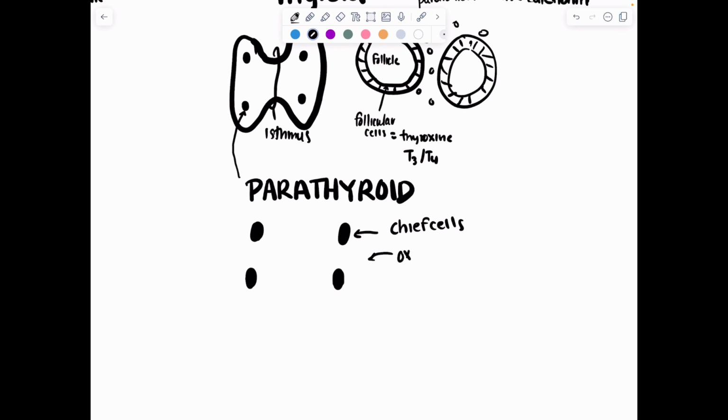and oxyphils. Oxyphils, they have yet to figure out kind of what they actually do. Their function is not really seen. So we don't worry about it. They just exist. So don't worry about that.